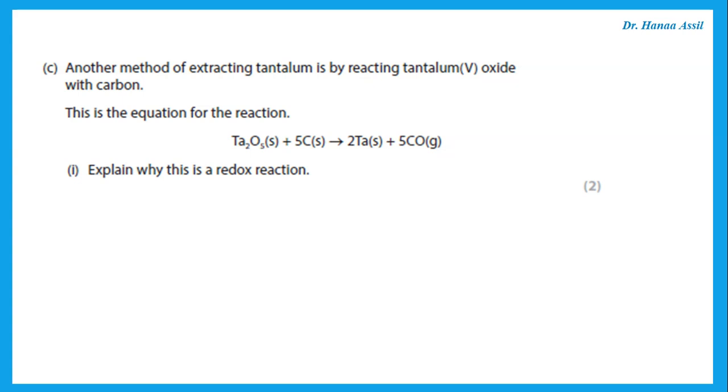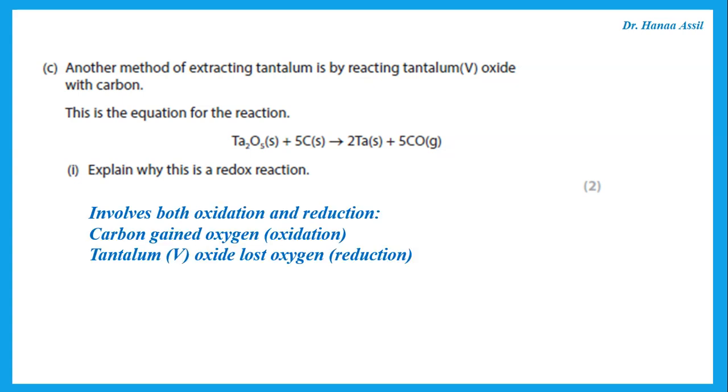Another method of extracting tantalum is by reacting tantalum oxide with carbon. So in this reaction, explain why this is a redox reaction. Again, when the question says that, we have to mention that it is because it involves both oxidation and reduction, and you have to be specific where is the oxidation and where is the reduction. So the carbon gained oxygen, that is oxidation. The tantalum oxide lost oxygen, that is reduction.